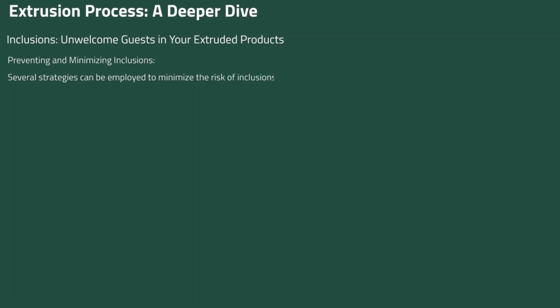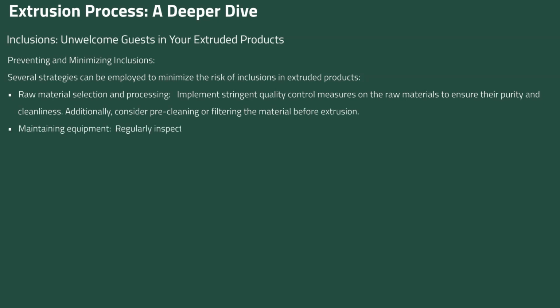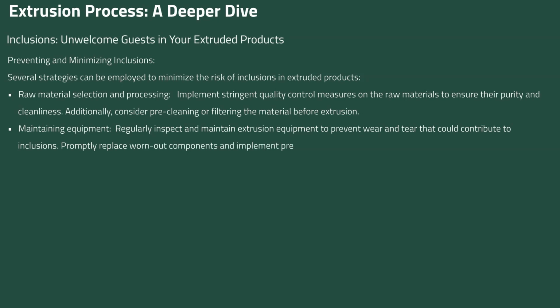Preventing and minimizing inclusions. Several strategies can be employed to minimize the risk of inclusions in extruded products. Raw material selection and processing. Implement stringent quality control measures on the raw materials to ensure their purity and cleanliness. Additionally, consider pre-cleaning or filtering the material before extrusion. Maintaining equipment. Regularly inspect and maintain extrusion equipment to prevent wear and tear that could contribute to inclusions. Promptly replace worn-out components and implement preventive maintenance programs.